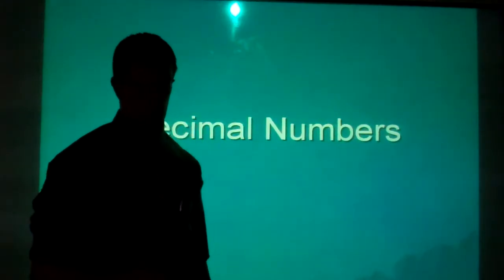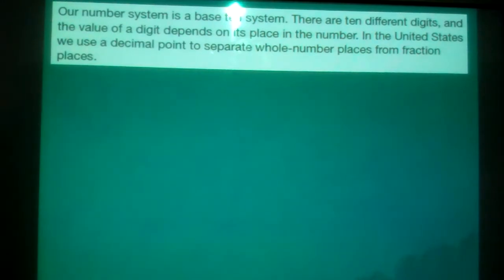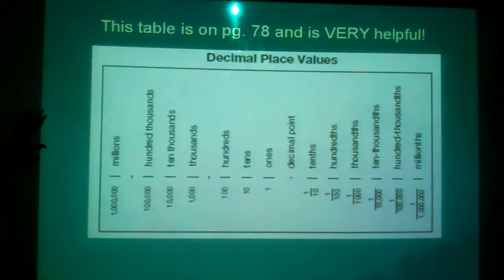Alright. So basically our number system is a base 10 system. There are 10 different digits, 0 through 9. And the value of each digit depends on the place of its number. Okay? So we have whole numbers to the left of a decimal point, and then fraction places to the right of the decimal point. So we're actually talking about this.